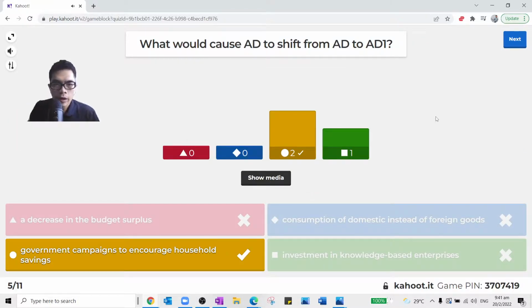Okay, so for an increase in AD, a shift to the left, you realize that to promote household savings will dampen consumption. The rest of the answers are going to increase your AD. Do note that savings and consumption are like a seesaw. When there's higher savings, there will be lower consumption.